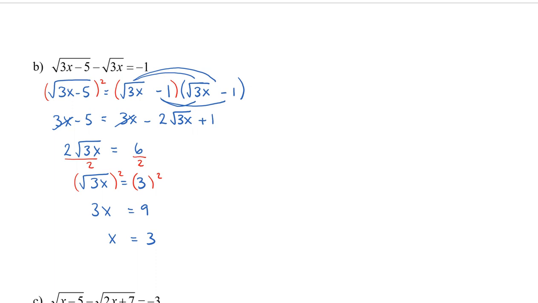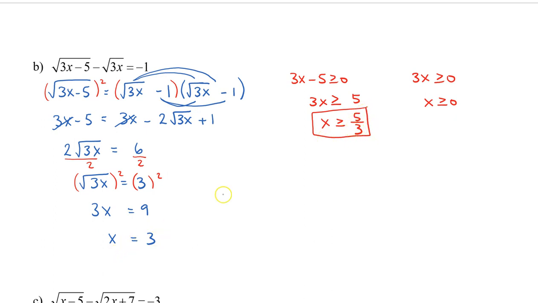So again, let's state our restrictions. We have 3x minus 5 is greater than or equal to 0. 3x is greater than or equal to 5, and x is greater than or equal to 5/3. The other restriction is 3x is greater than or equal to 0. Divide both sides by 3, and x is greater than or equal to 0. In terms of which one is more restrictive, because this one starts at a higher number, 5/3, we only need the restriction here, which is greater than or equal to 5/3. And we see that our solution x equals 3 indeed satisfies this restriction.